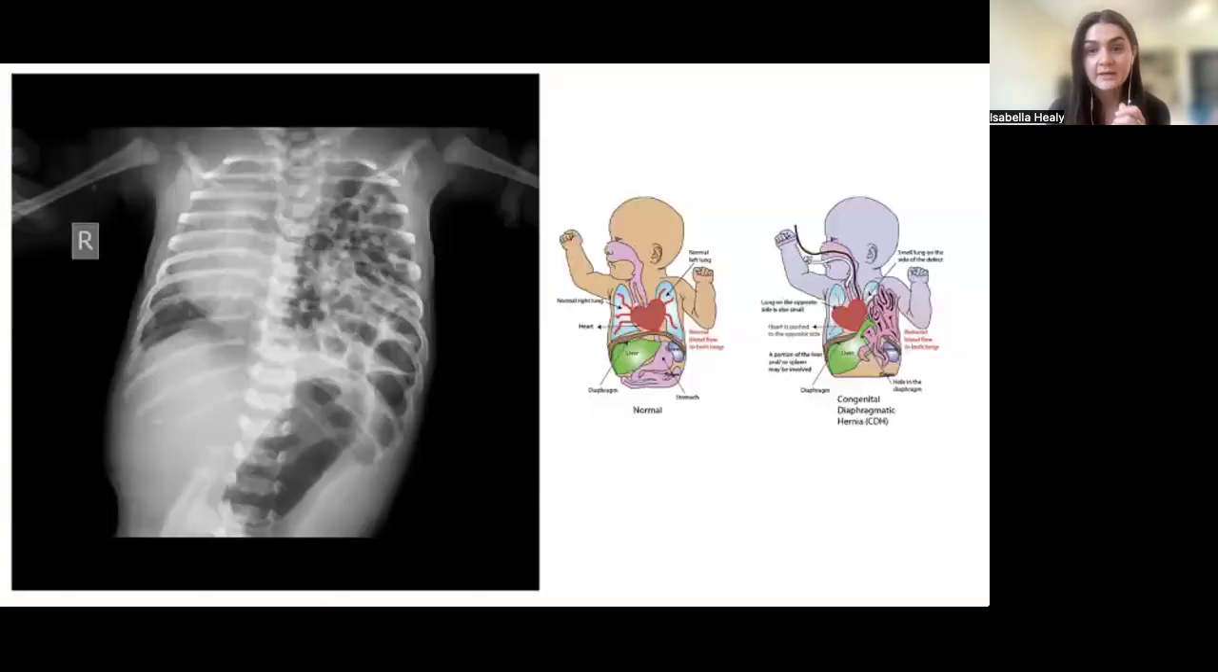Last but not least, we have congenital diaphragmatic hernia, which is a pretty scary presentation. On the right, we have a diagram outlining the pathophysiology, and on the left, we have the classic chest X-ray of a neonate with CDH. You can see the bowel contents totally occupying that left lung, and you can also see some mediastinal shift as well.